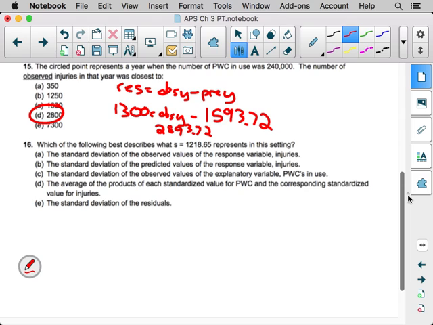Which of the following best describes what s equals 1218.65 represents in this setting? Well, isn't that the standard deviation of the residuals? In this case, that's literally all they were looking for. They didn't do a full interpretation of it. They honestly just said what it meant. What it means is the standard deviation of the residuals for us.